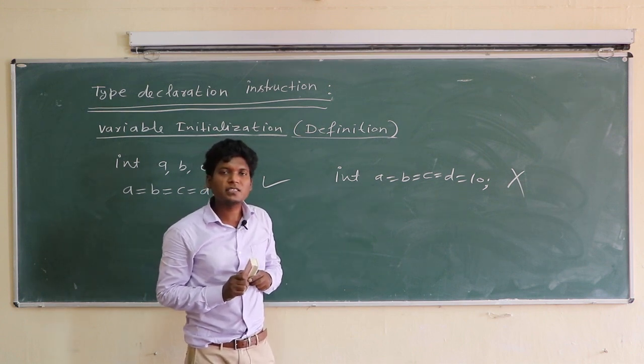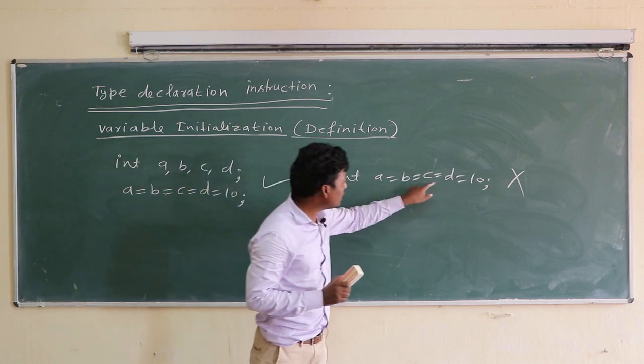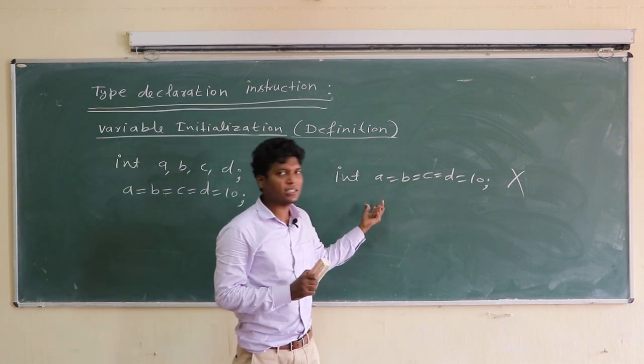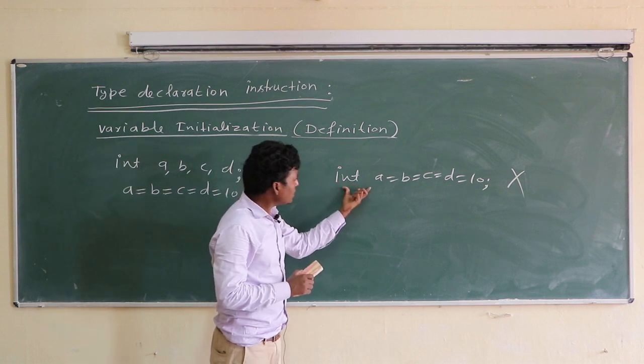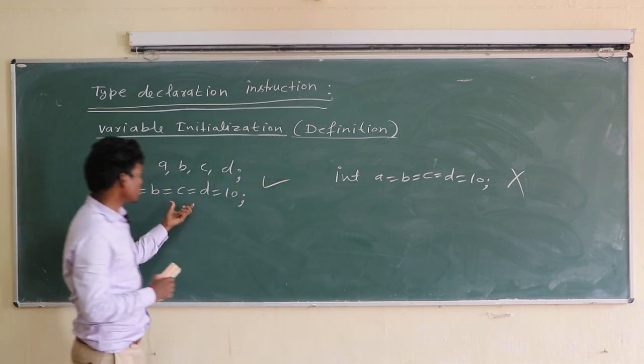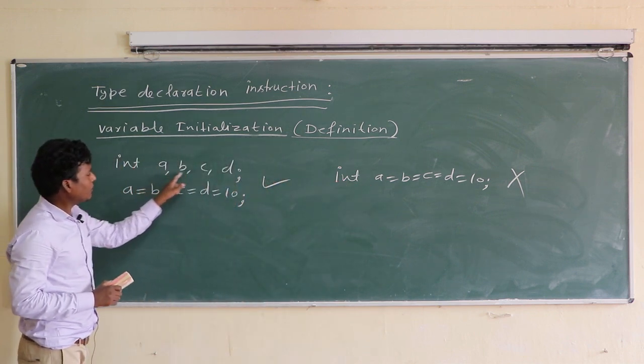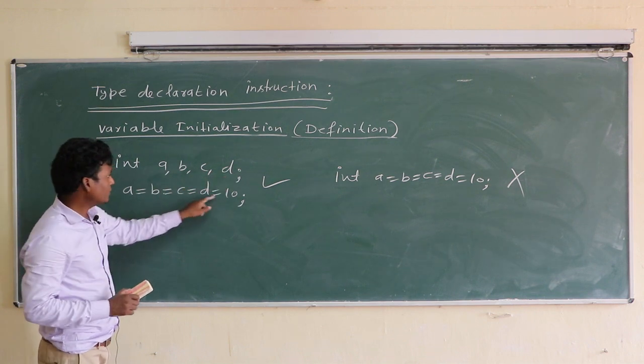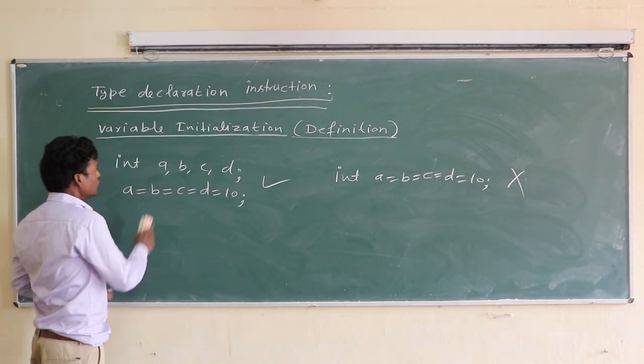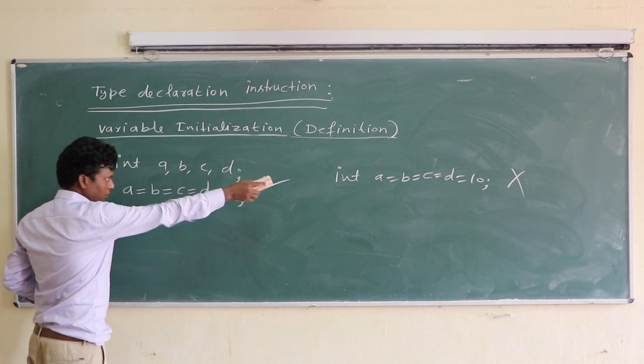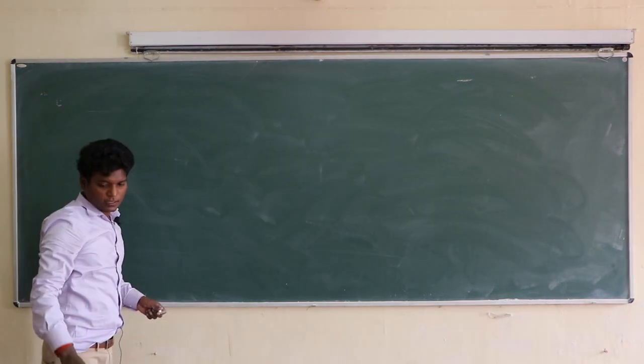First declare B, C, D, because here B, C, D are not declared and you are using them. That's why this initialization is wrong, and this is not wrong. You have first declared all, then you are initializing. So this one is right and that one is wrong.